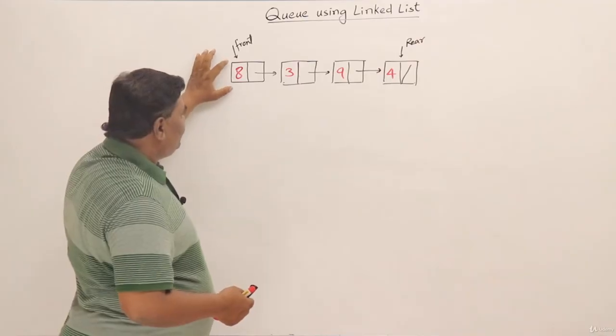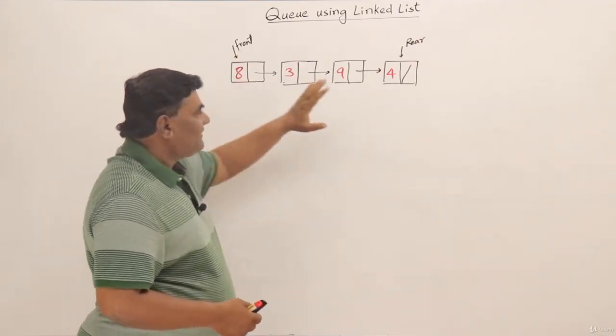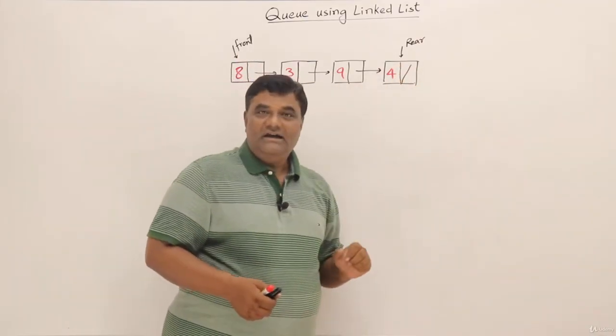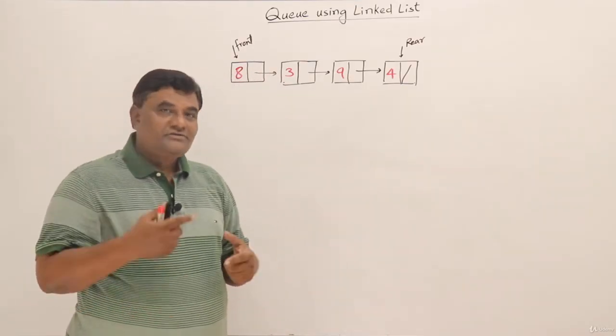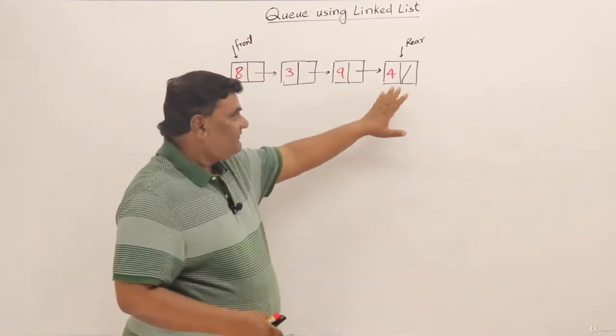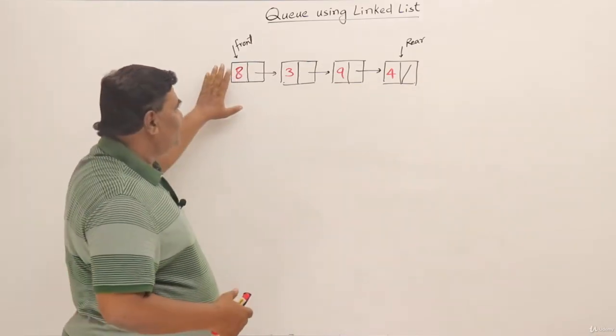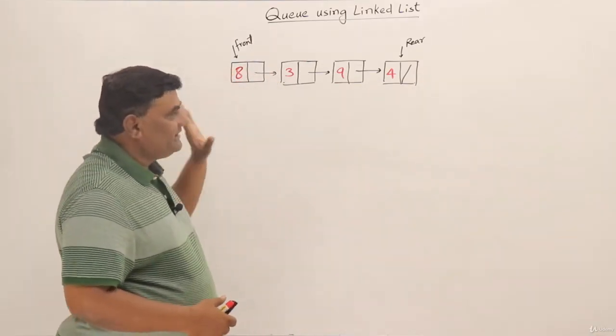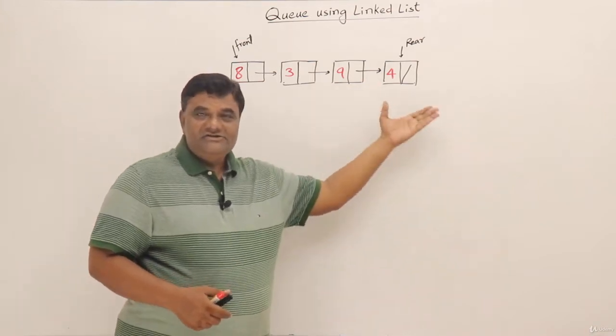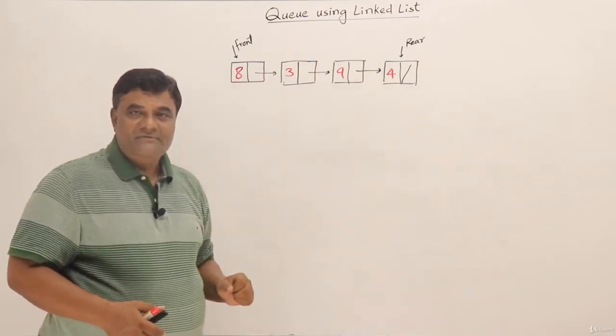Front is a pointer pointing upon the first node and rear is a pointer pointing upon the last node. For insertion, the rear pointer will be used, so elements will be inserted on this side, and for deletion, the front pointer will be used, so the elements will be deleted from this side. So this end insertion and this end deletion.